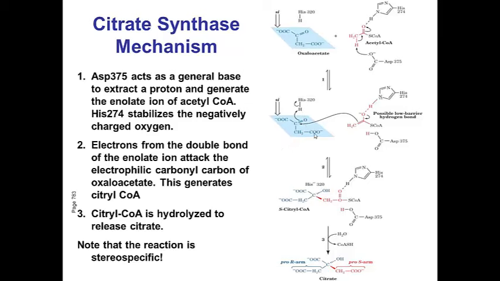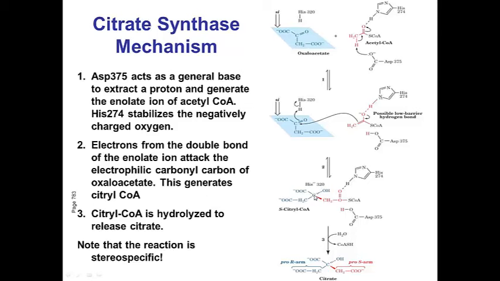So this generates citral-CoA, as you can see here. So now we have our CoA covalently bound to the carbon. This carbon is now a tetrahedral carbon, which now has an alcohol attached to it instead of the carbonyl.